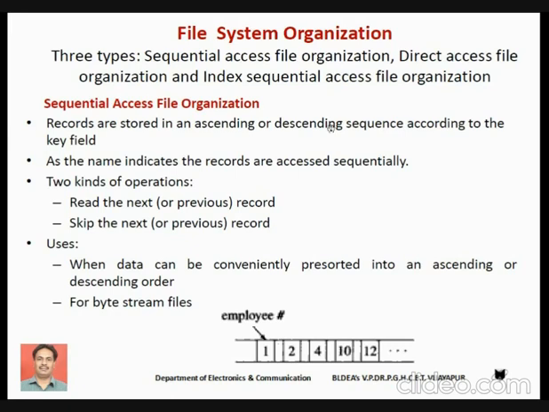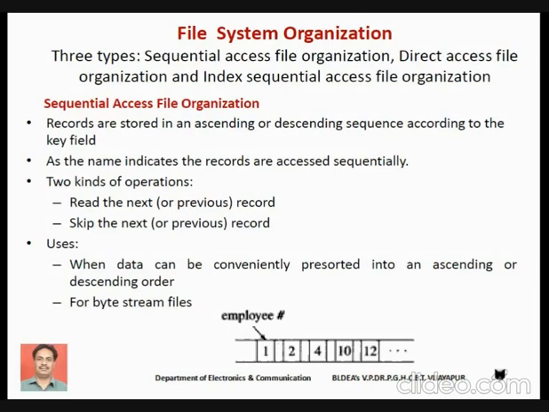In sequential access file organization, the records can be accessed sequentially. You cannot directly access, say, the middle record. It is not possible to access any record randomly. If you want to access any record, you have to move sequentially. Remember, students, all these file records are stored on the disk, on the hard disk.